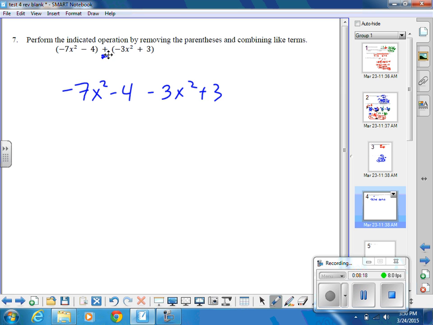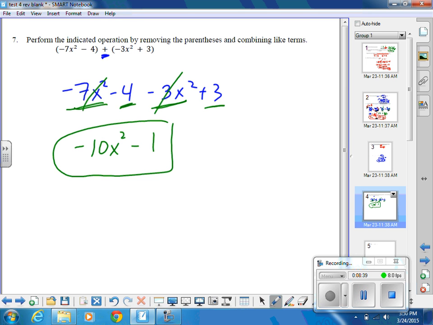Now, my like terms, because I'm just adding and subtracting here, those two are the same, because they both have an x squared. So minus 7x squared and minus 3x squared put together gives me minus 10x squared. And now I'm done with it. Now I have minus 4 and plus 3, which when I combine them end up giving me minus 1. I can't combine those any further, so at that point I'm finished.